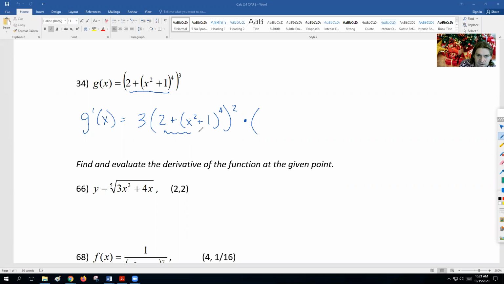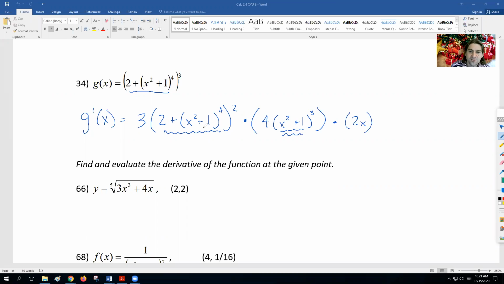Now let's times by the derivative of the inside here. So 2 would go away. Something to the fourth power would be 4 of that something to the third power. And then we need to times by the derivative of that something. The derivative of x squared plus 1 is 2x. All right, so there's 34 set up for you.